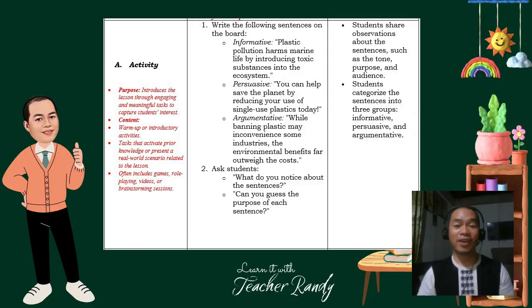We begin with the activity phase, designed to activate prior knowledge and spark interest. For this lesson, we'll start by showing three sentences on the board. One sentence for informative, one sentence for persuasive, and one sentence for argumentative. We'll then ask the class, can you categorize these sentences based on their purpose? What do you notice about the language used in each? This activity sets the tone for the lesson and encourages students to think critically right from the start.